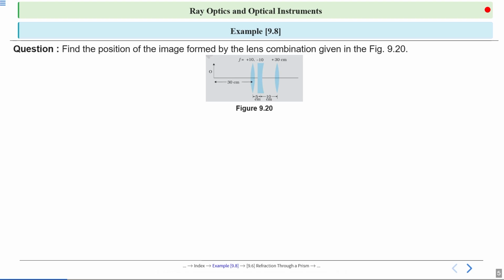Remember to apply the appropriate sign conventions for lens calculations. Typically, distances measured in the direction of incident light are positive, and those against it are negative. After calculating through all lenses, the final result gives the position of the image formed by the entire lens combination.